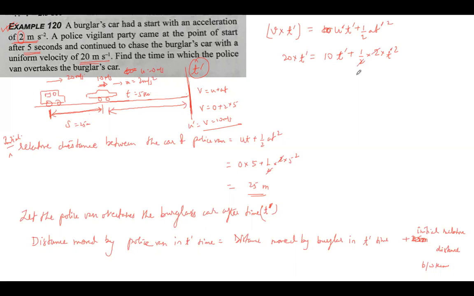So we'll cancel this. So 20 t dash and t dash here, you will bring it here, t dash square minus 10 t dash is equal to 0. So t dash into t dash minus 10 is equal to 0. So t dash is equal to 10 seconds. So the police van overtakes the burglar in 10 seconds.